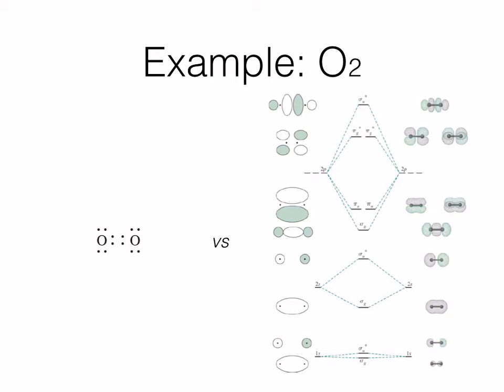The anti-bonding orbital produced by the 2pz is sigma u star, and the anti-bonding orbitals produced by the 2px and 2py are pi g star, and another also pi g star.